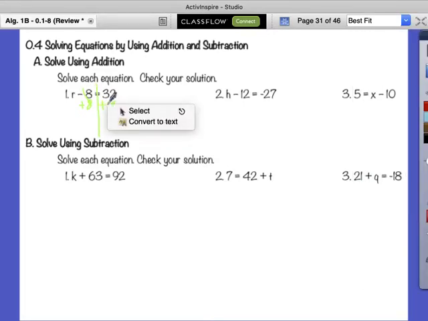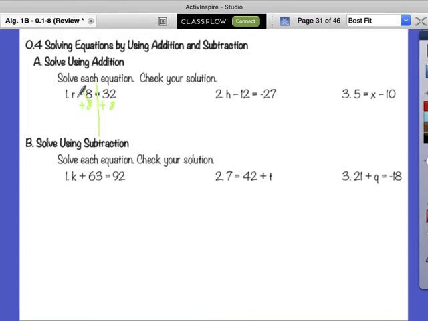Now why are we adding? What's the opposite of subtraction? Addition. So we're going to do the opposite of whatever's here to undo something, okay? When you're trying to undo something, a lot of times you have to do the opposite of it, right? It's like if I move something too far and I want to undo that, I have to move it back. Well, I don't want the subtraction to be here because I want r by itself. So I have to undo the subtraction by doing the opposite.